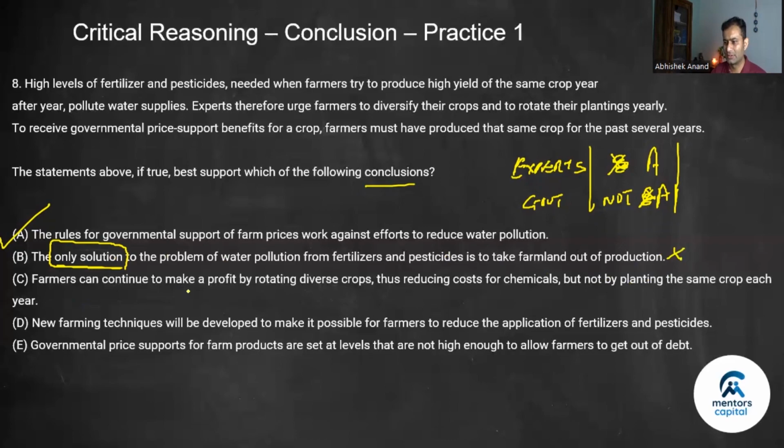Why is C out? Not given, not given. It was never said. Higher yield does not mean high profit. You could be producing more, but if you don't sell it, there is no high profit. D, farming techniques not given. Out, never said. Government price out of debt, never said. So 'never said' is the most common error.